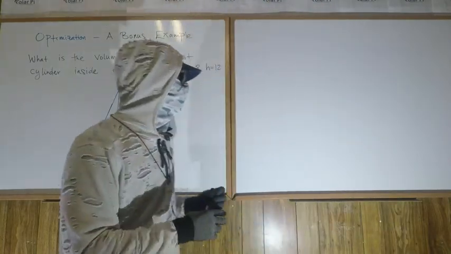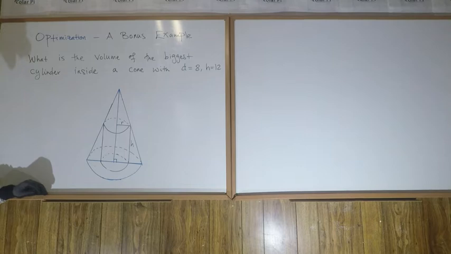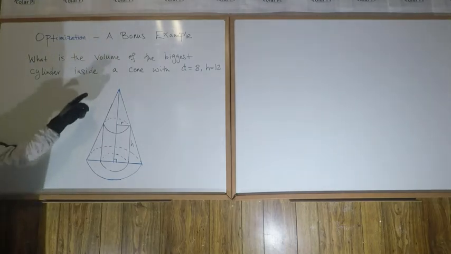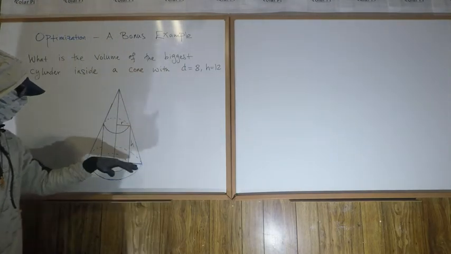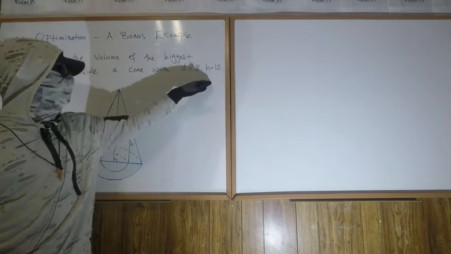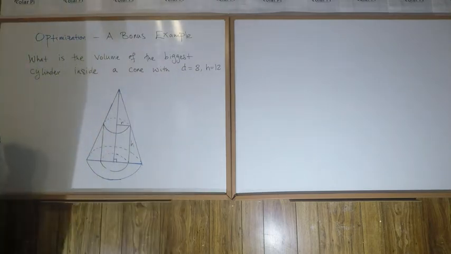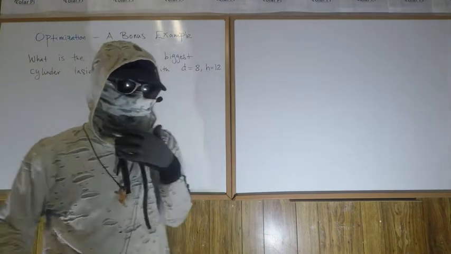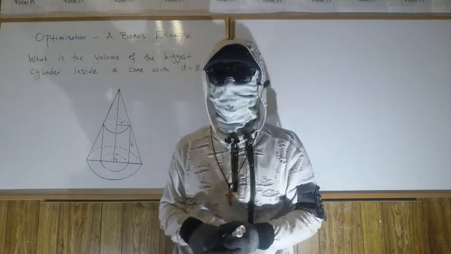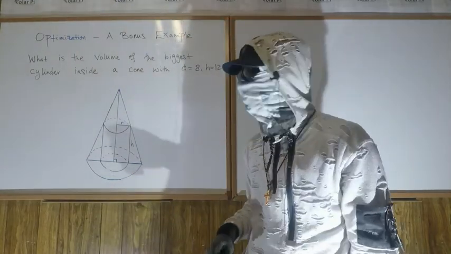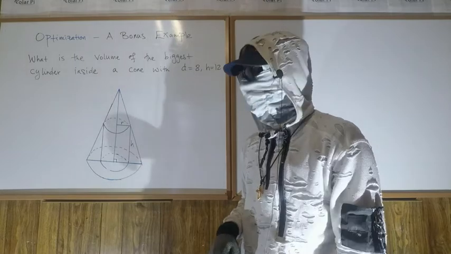Okay, cool. So the question is this: you have a cone of diameter 8, so the base diameter of the cone is 8 and the height of the cone is 12. What we're tasked with is figuring out the biggest cylinder we can fit in there, biggest by volume. Okay, cool. So how do we do this?